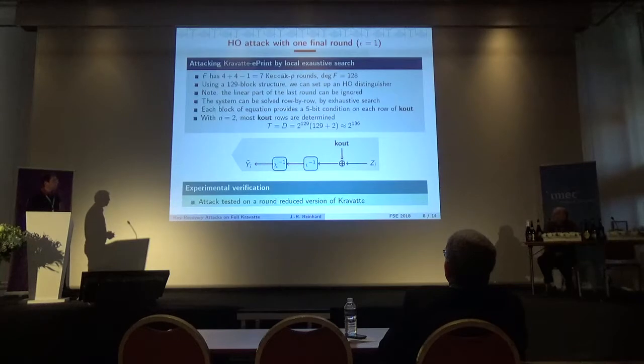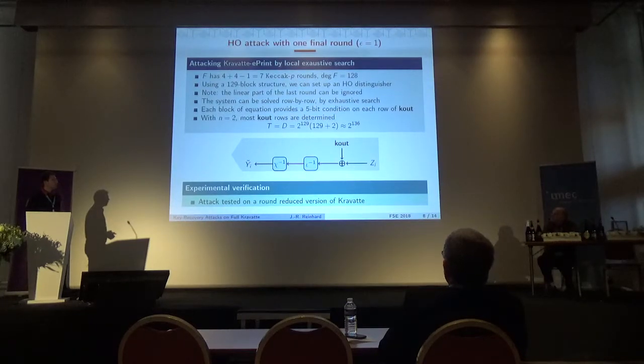A remark is that the distinguisher continues to apply after the linear beginning of the Kravatte round. So in the analysis of the last round, you only have to consider what happens up till the inversion of the key layer, and after that, it's covered by the distinguisher.